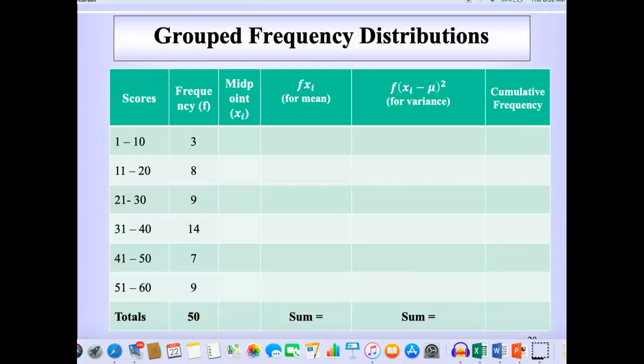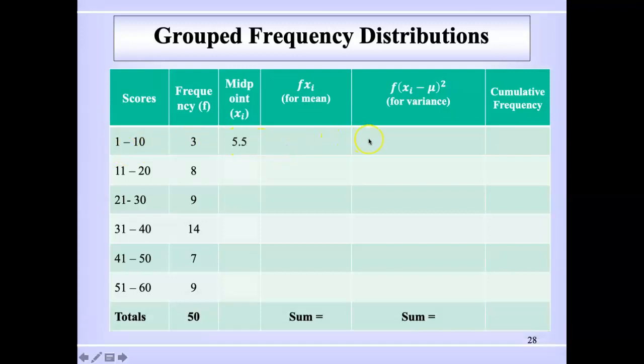Now, the next step in this process is actually to calculate what we call the midpoint of each class or each range. The midpoint is basically a single number that will represent the entire range, 1 to 10, 11 to 20, or any of these ranges. And the number we'll use is the average of the two endpoints. So for the first midpoint, 1 plus 10, 11, divided by 2, that would give us 5.5.